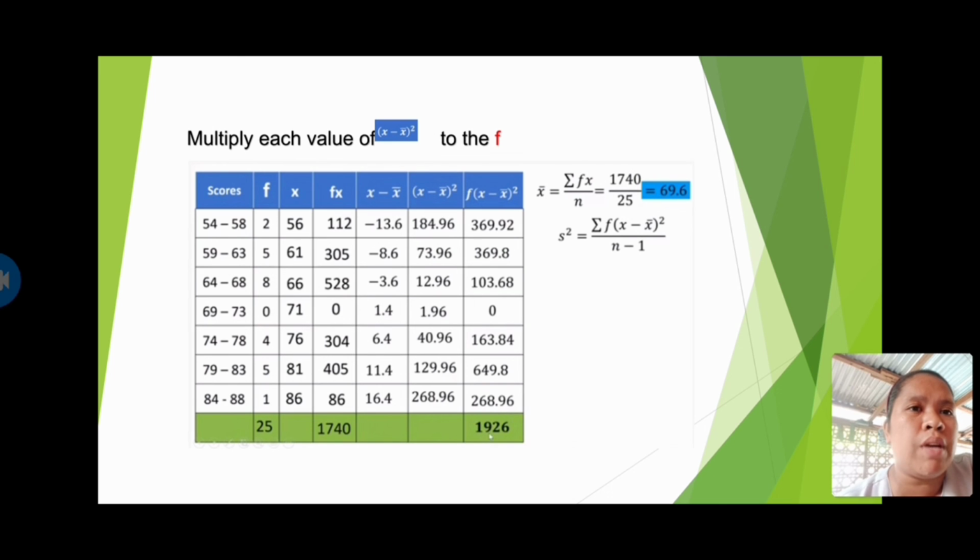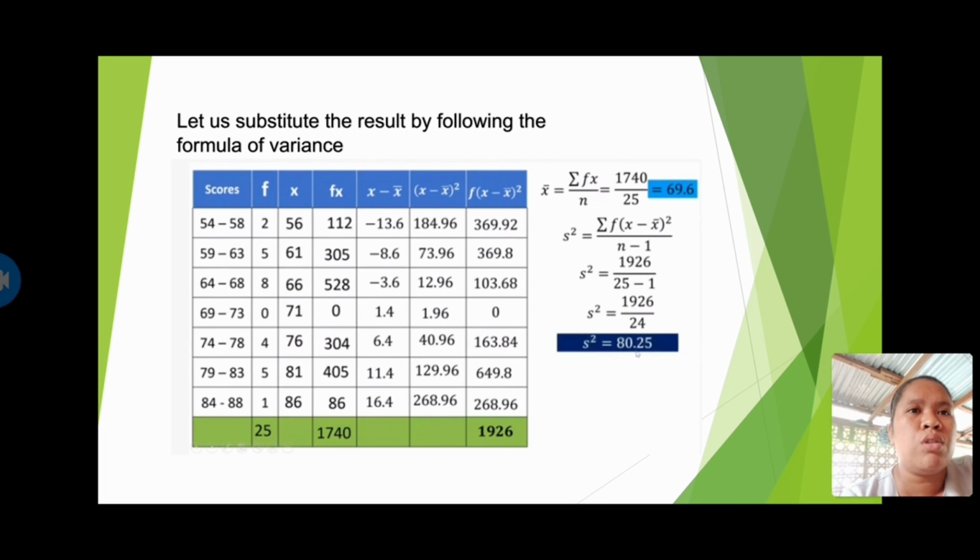Next, multiply each value of (x minus x bar) squared by the f. So 184.96 times 2 is equal to 369.92. Next is 73.96 times 5, which is equal to 369.8. So, gawin din natin hanggang matapos yung last number and then we will just add all of it. So we came up with the result of 1,926.